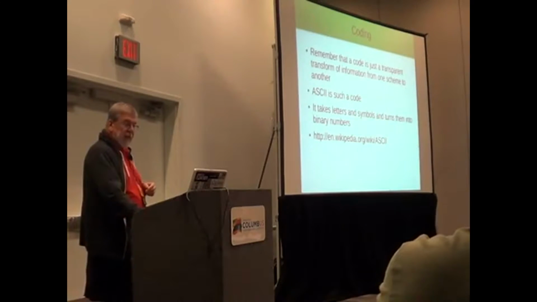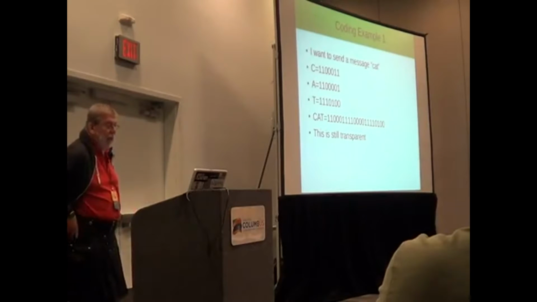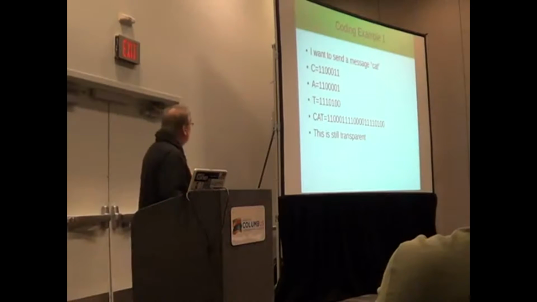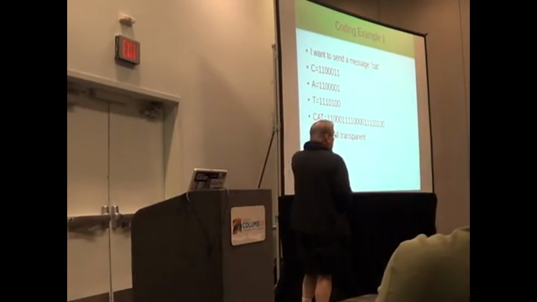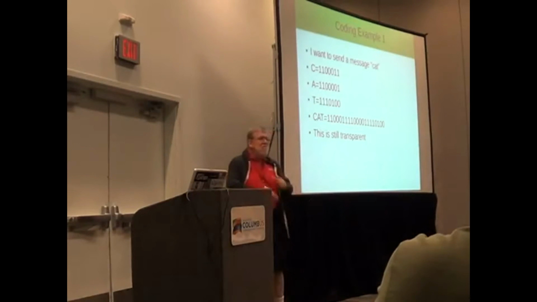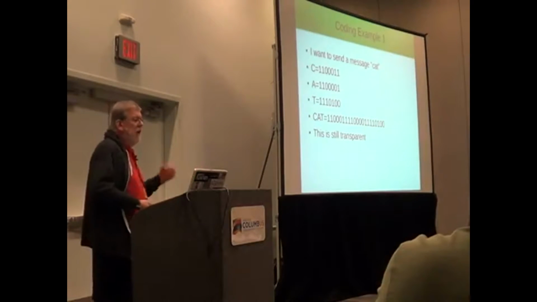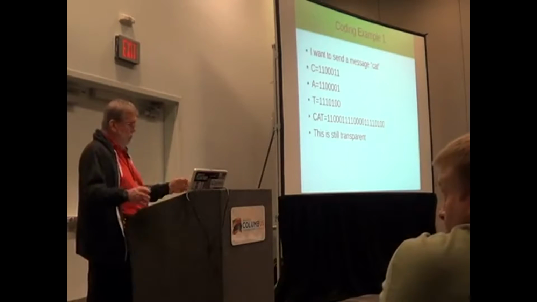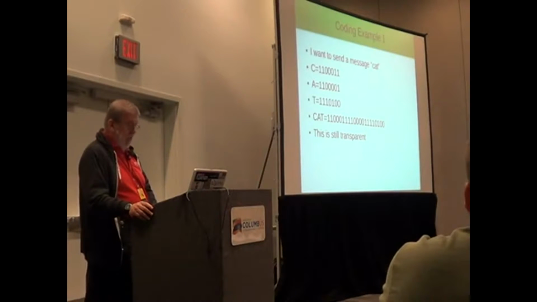And as I said, coding and encrypting are two different things. So here's an example. I want to send a message. The message I want to send is cat. Now, the coding scheme I'm using is ASCII, so I look up the ASCII codes for C, A, and T. Nothing hidden here at all. This is just a way of sending things using zeros and ones that the computer will understand, and your computer would receive it and turn it back into CAT. No big deal.